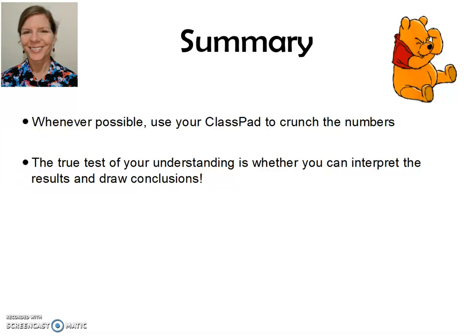The true test of your understanding is whether you can interpret the results and draw conclusions. So that first example, where we managed to prove that the gradient would always be positive or negative depending on the a and b values, that's the sort of thing that really demonstrates that you really know what's going on. So make sure that you're really comfortable with those, and then you'll never come unstuck.